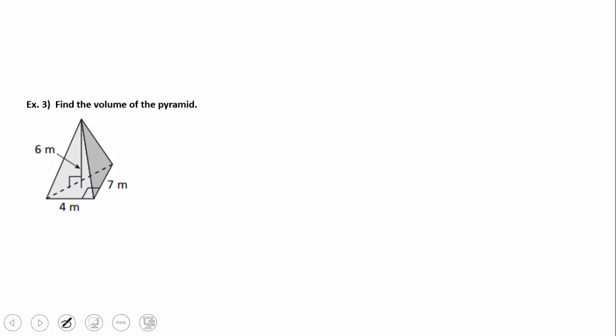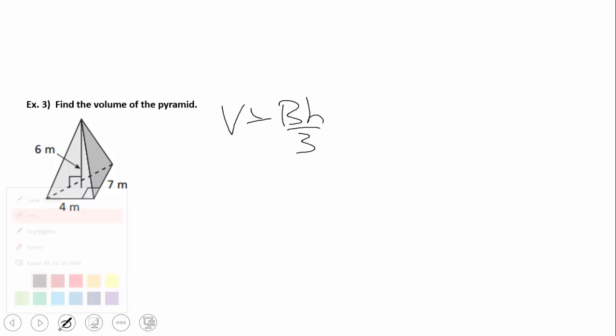Moving on to another one. This time, find the volume of this pyramid. We say volume is equal to area of the base times the height divided by 3. And when we take a look at our pyramid, we see that the base this time is a triangle. So now we have base times height divided by 2 of the triangular base.